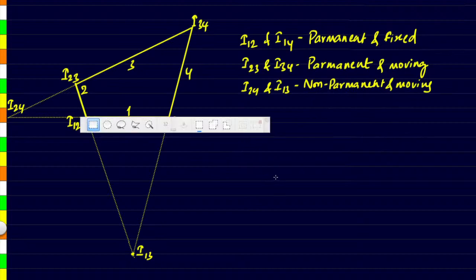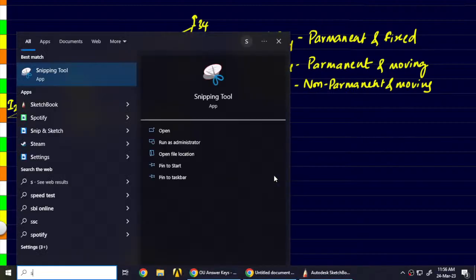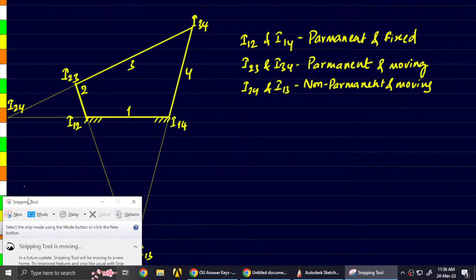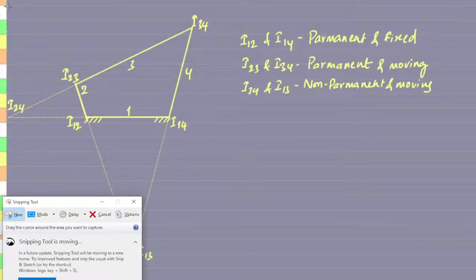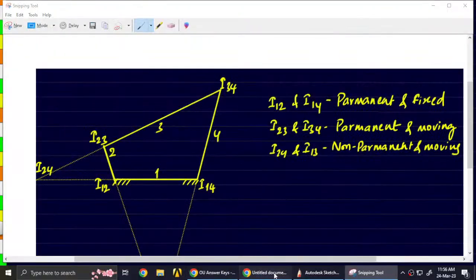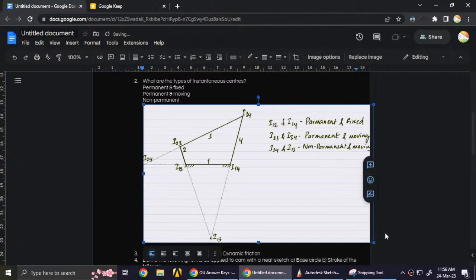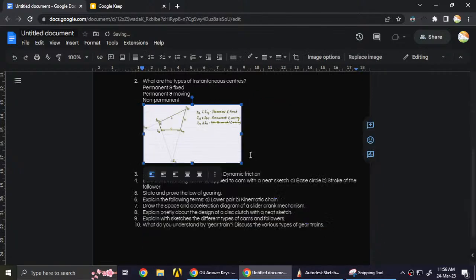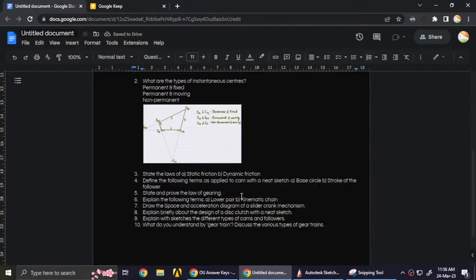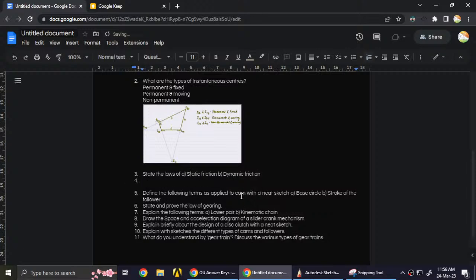So let me just take a snip of this, place it over there for reference. Okay, so this is our solution. Let me place it over here. Use this line there. Okay, then state the laws of static and dynamic friction.